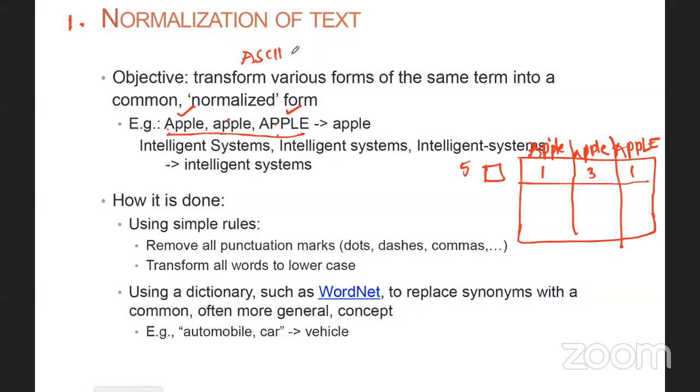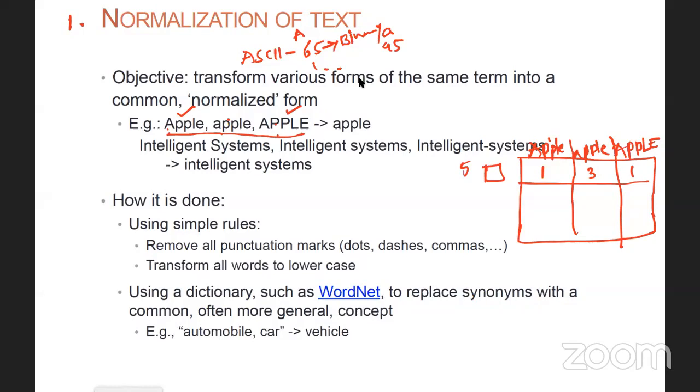Okay, ASCII format. For capital A, I think that would be 65 value. Capital A value is 65 and small a value is 97. So like that, we'll have the values for each of the alphabets. Different values will be there for capital and different values will be there for small letters, and these would be converted into binary format. Those values would get stored.